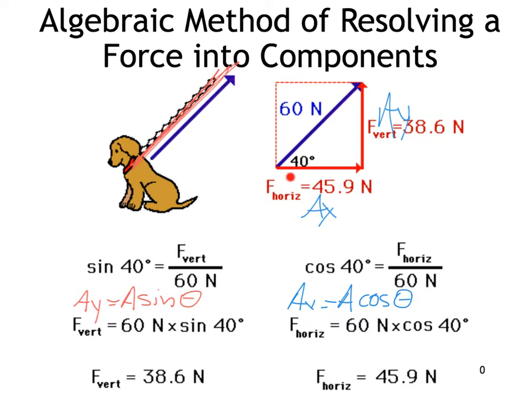Over here, if I want to look for the horizontal component of the puppy's leash, then I just use AX equals A cosine theta, where AX is the horizontal component, A is the hypotenuse, and then cosine theta is going to be cosine of 40, and it just says 60 cosine 40, and it solves down to 45.9. Again, extremely simple. Just try to remember that if you have a vector, you can easily solve for the vertical and the horizontal components by just using the equations on your reference table on the back page: AY equals A sine theta and AX equals A cosine theta.